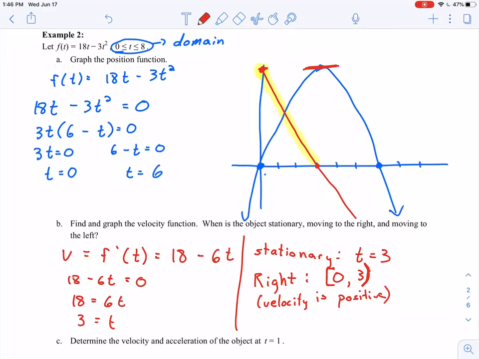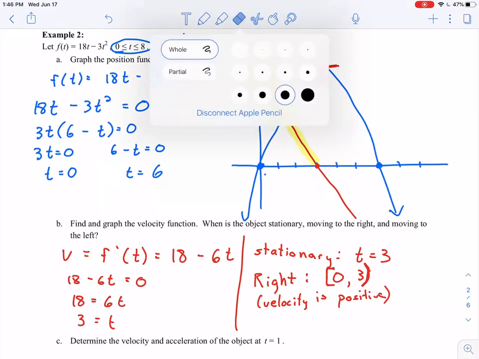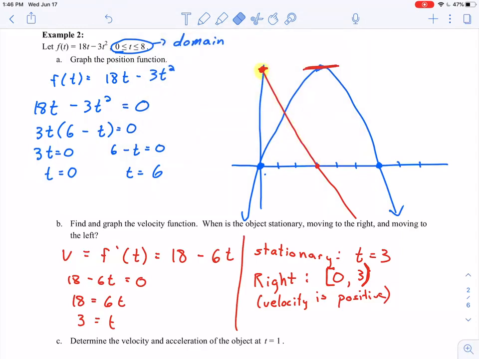We can probably determine at this point when the object is moving to the left just using a process of elimination. But let's suppose I didn't want to do that. So we said it's moving to the right whenever velocity is positive. So I think we can sort of intuit then that if your object is moving to the left, you're talking about where's my velocity negative?